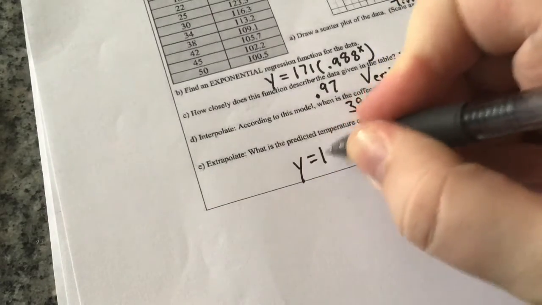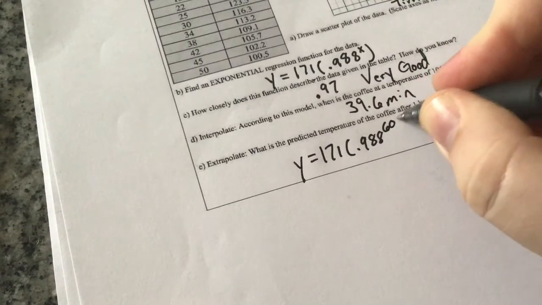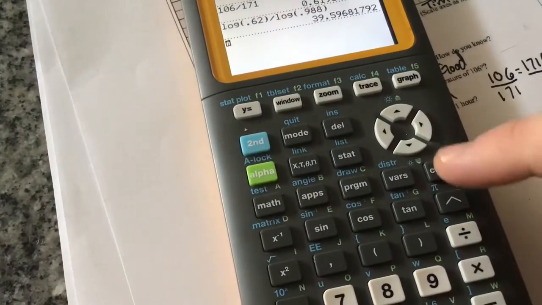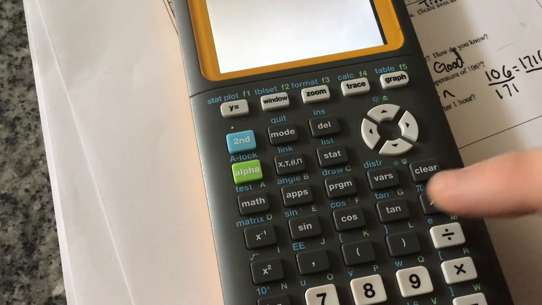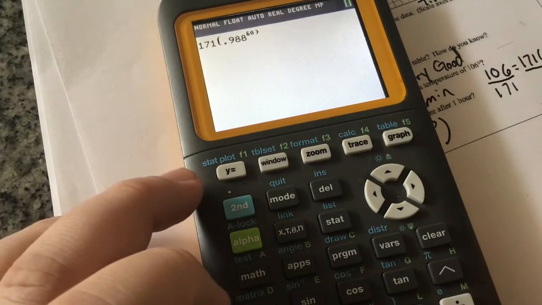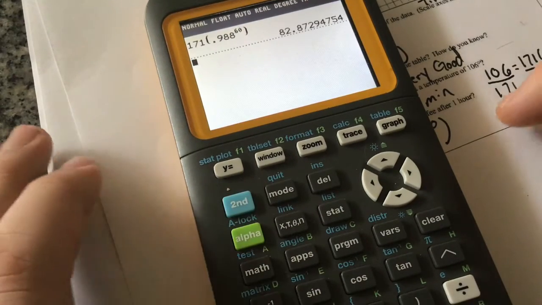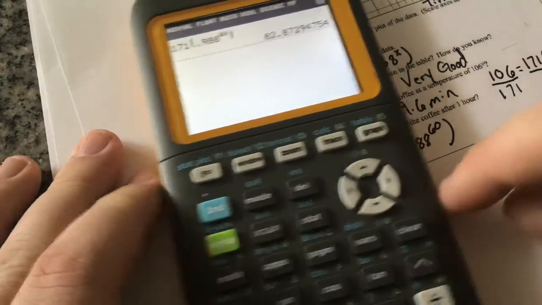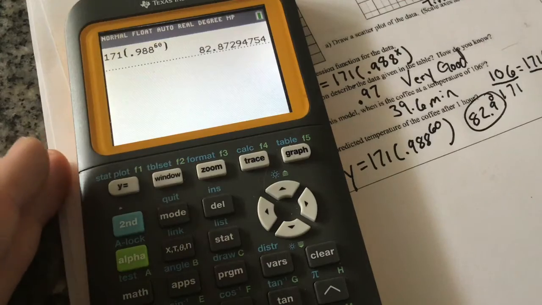So we get y equals 171 times 0.988 to the 60th power. We plug that into the calculator: 171 times 0.988. This button right here will put you up in the exponents so that you can write the 60th power. And then we hit enter, and we get 82.9 degrees. That would be the temperature of the coffee after that amount of time.